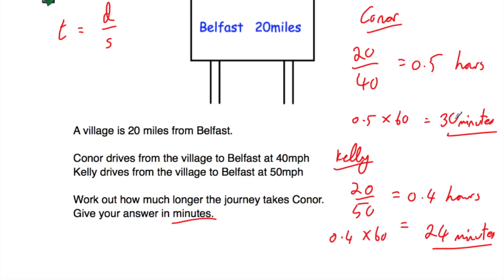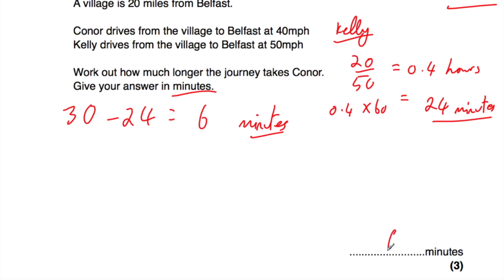It takes Connor 30 minutes. It takes Kelly 24 minutes. So we're asked to work out how much longer it takes Connor than Kelly. So we just need to take them away. 30 take away 24 is equal to 6. So it takes Connor 6 minutes longer to get to Belfast. And that's it. So let's write our answer down. It takes him 6 minutes longer.